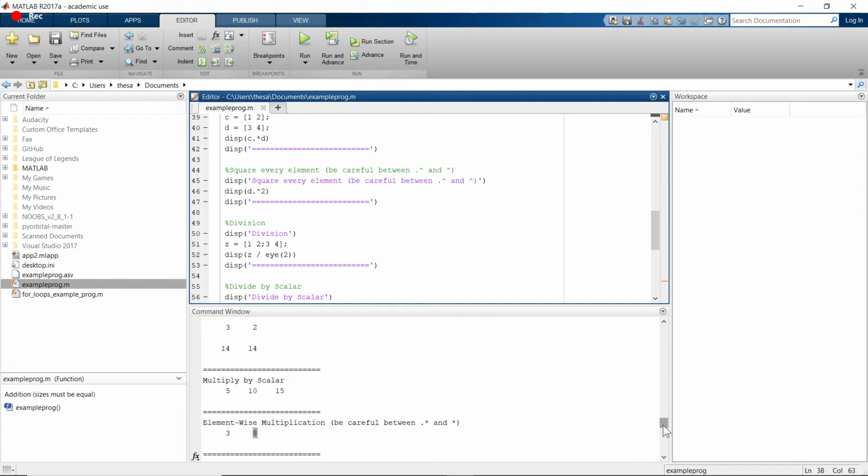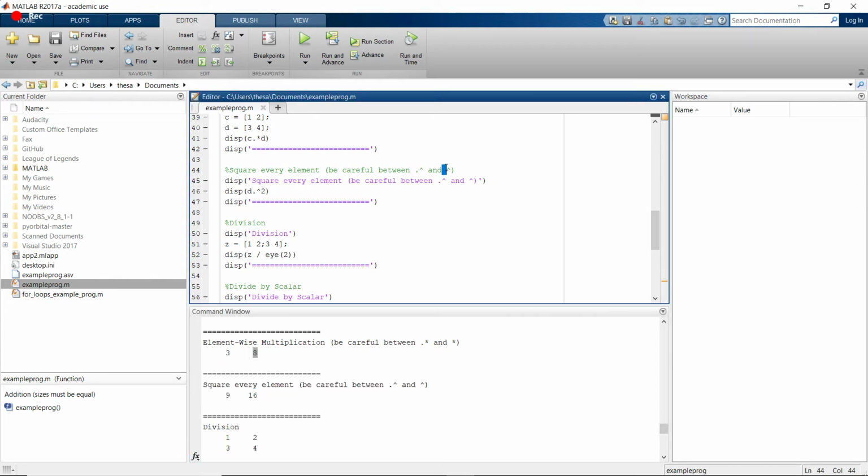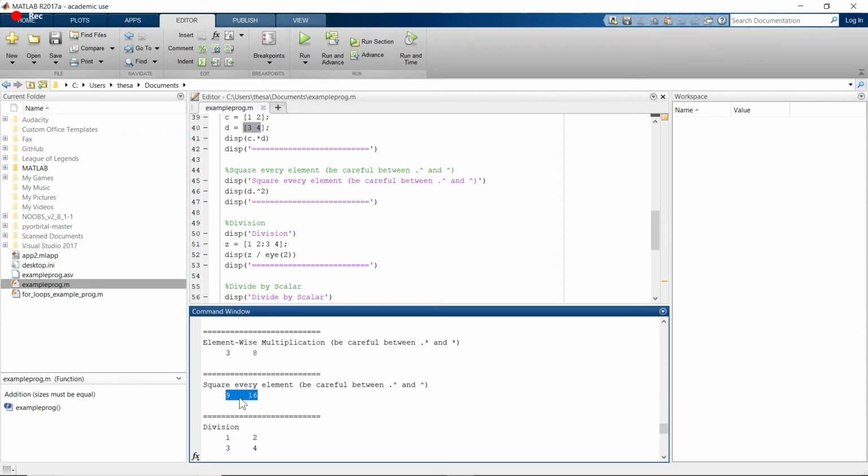We can also square every element of a matrix, and we do that by using the dot caret operator versus the caret operator. So again, remember that it's a dot versus no dot. And what that'll do is it'll take every element of a given matrix and square that element. So we can get 9 and 16 out of that 3 and 4.